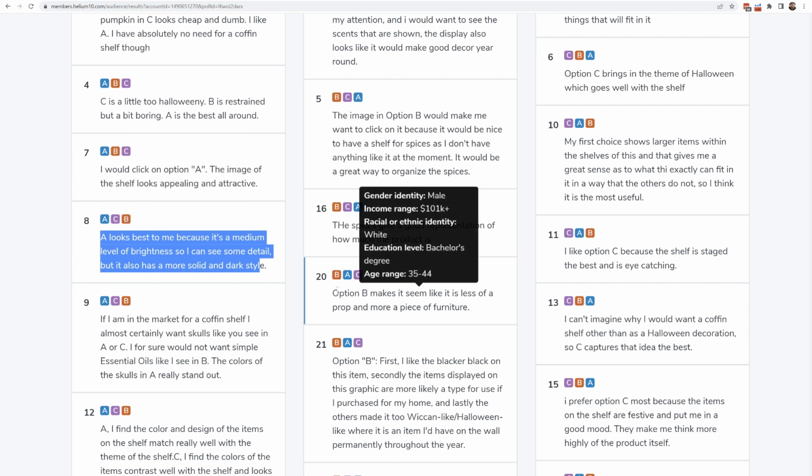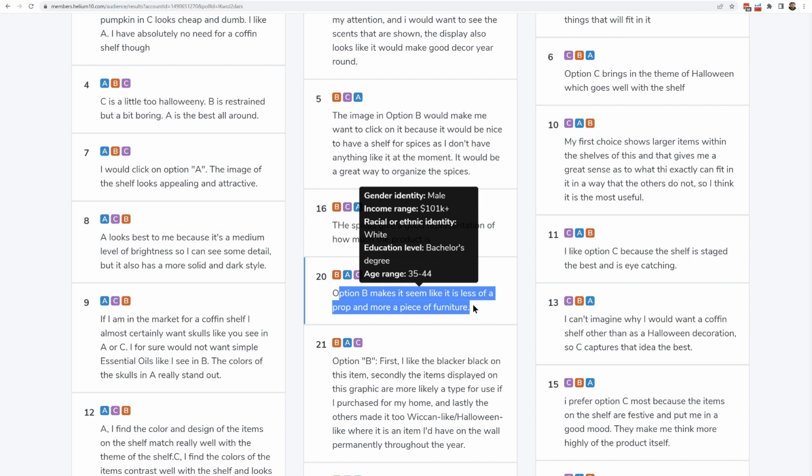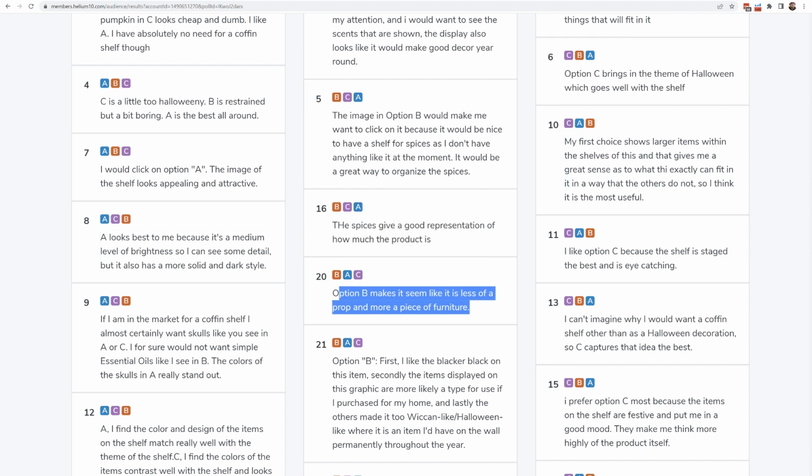All right. Here's one person who liked option B. It says option B made it seem like it's less of a prop and more like a piece of furniture. So all of these things are stuff that you probably never even considered about your listing or your image or something, but these are actual potential target customers of yours who are going to give you feedback so that from day one of your listing, you can go ahead and have a good idea of which listing your customers are most likely to interact with.